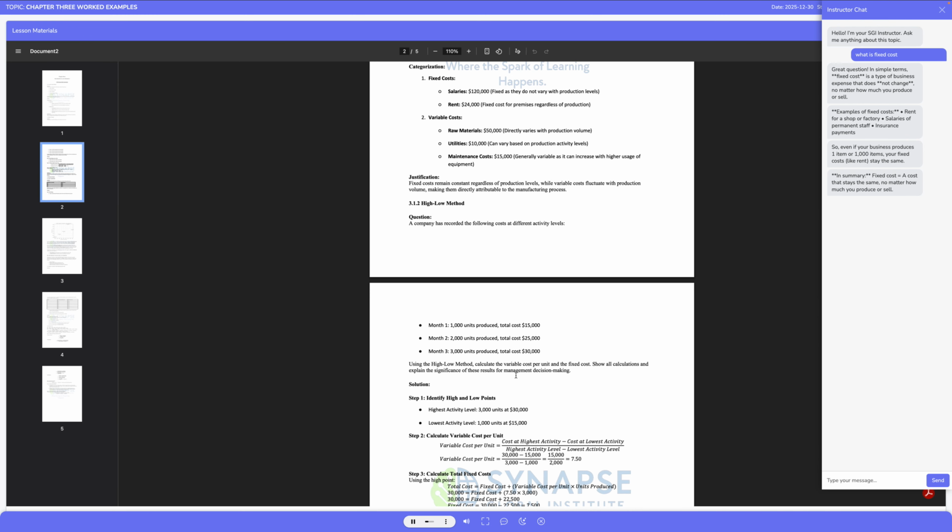The high-low method requires you to focus only on the highest and lowest activity levels, ignoring the middle observation. This is important to remember in the exam, because students often make the mistake of averaging all data points, which is not how this method works. The first step is to identify the highest and lowest activity levels. The highest activity level is 3,000 units with a total cost of $30,000, while the lowest activity level is 1,000 units with a total cost of $15,000. These 2 points are used because they represent the widest range of activity and are assumed to best capture cost behavior within the relevant range.